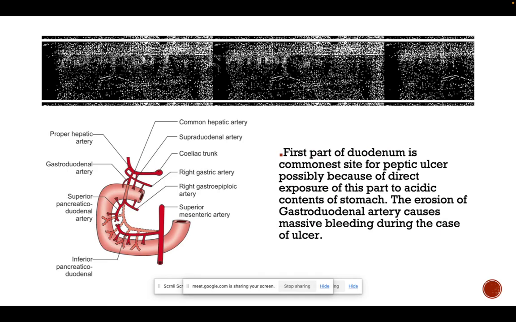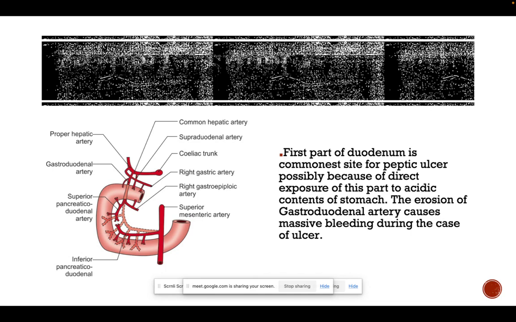Now going to the arterial supply. The duodenum is derived from both the foregut and the midgut. The opening of the bile duct shows the junction. The upper part of the junction is supplied by the superior pancreaticoduodenal artery, whereas the lower part is supplied by the inferior pancreaticoduodenal artery. The upper part is also supplied by the right gastric artery, gastroduodenal artery and its retroduodenal branches, and supraduodenal artery. The first part is the commonest site for peptic ulcer, possibly because of the direct exposure of this part to acidic contents of the stomach.